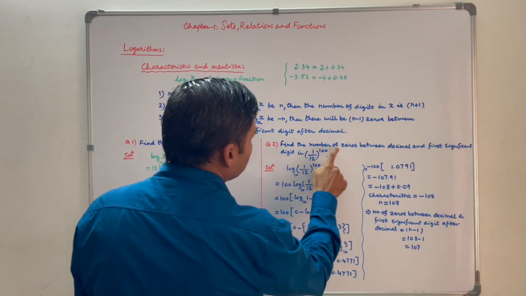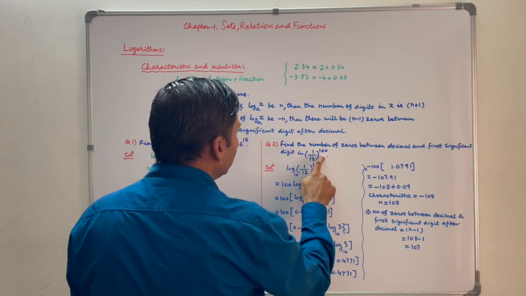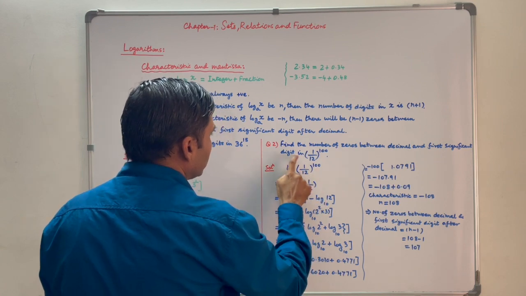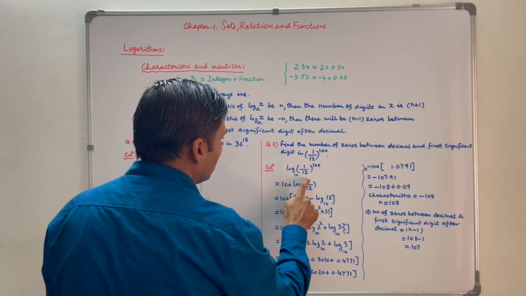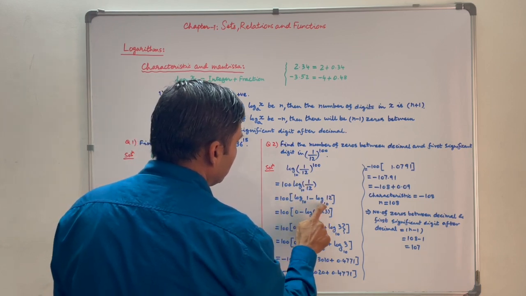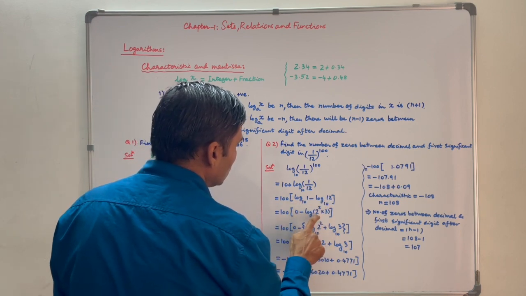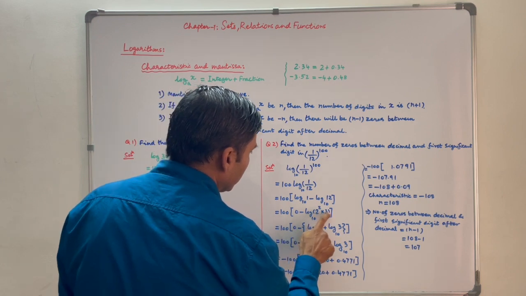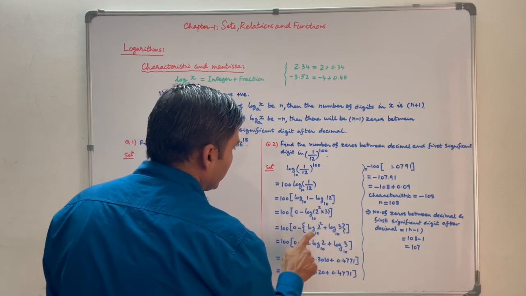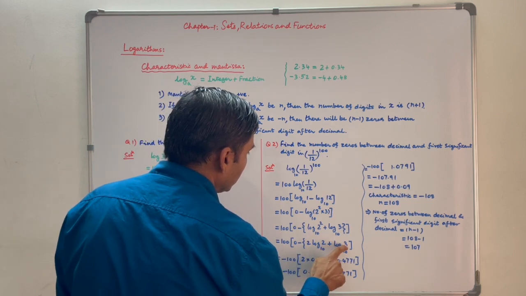Second question, find the number of zeros between decimal and first significant digit in 1 by 12 to the power 100. We will take the log of 1 by 12 to the power 100 to the base 10. 100 can be shifted here, so it will be 100 log 1 by 12 to the base 10. This can be expanded as log 1 base 10 minus log 12 base 10. Log 1 on any base is equal to 0. 12 can be written as 2 to the power 2 into 3, so this can be expanded as log 2 to the power 2 base 10 plus log 3 base 10. Now power 2 can be shifted here, so it will be 2 log 2 base 10 plus log 3 base 10.